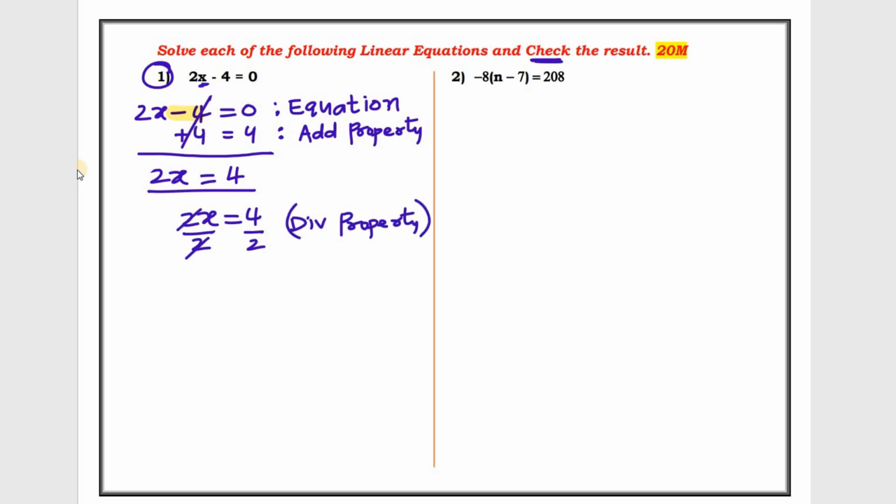2 times x and 2 times 1, 2 times 2... so x is equal to 2. Here I got the variable as x is equal to 2. So let us see the checking of this solution. I'm checking it.